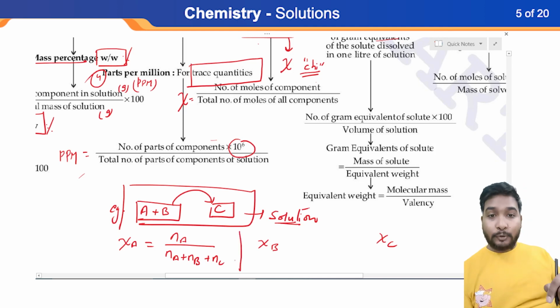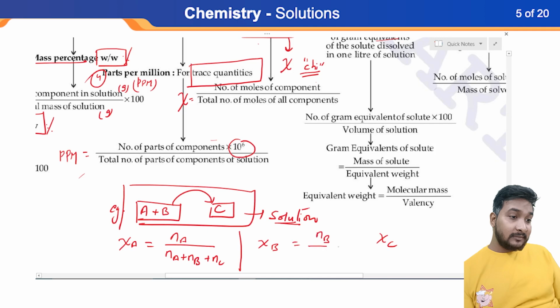Similarly, if we want to calculate the mole fraction of B, then moles of B upon moles of A, moles of B, moles of C. This is again mole fraction of B. If you want to calculate mole fraction of C, then moles of C upon total moles of A, moles of B, and moles of C.